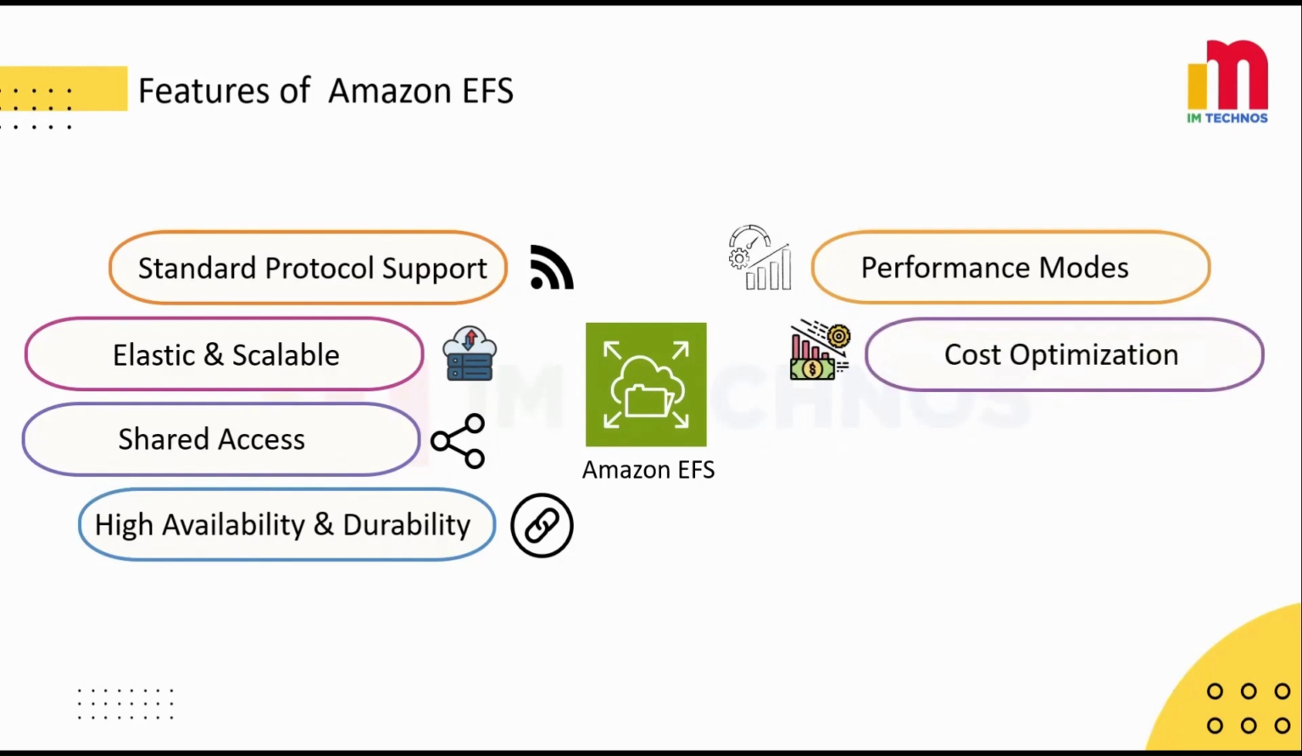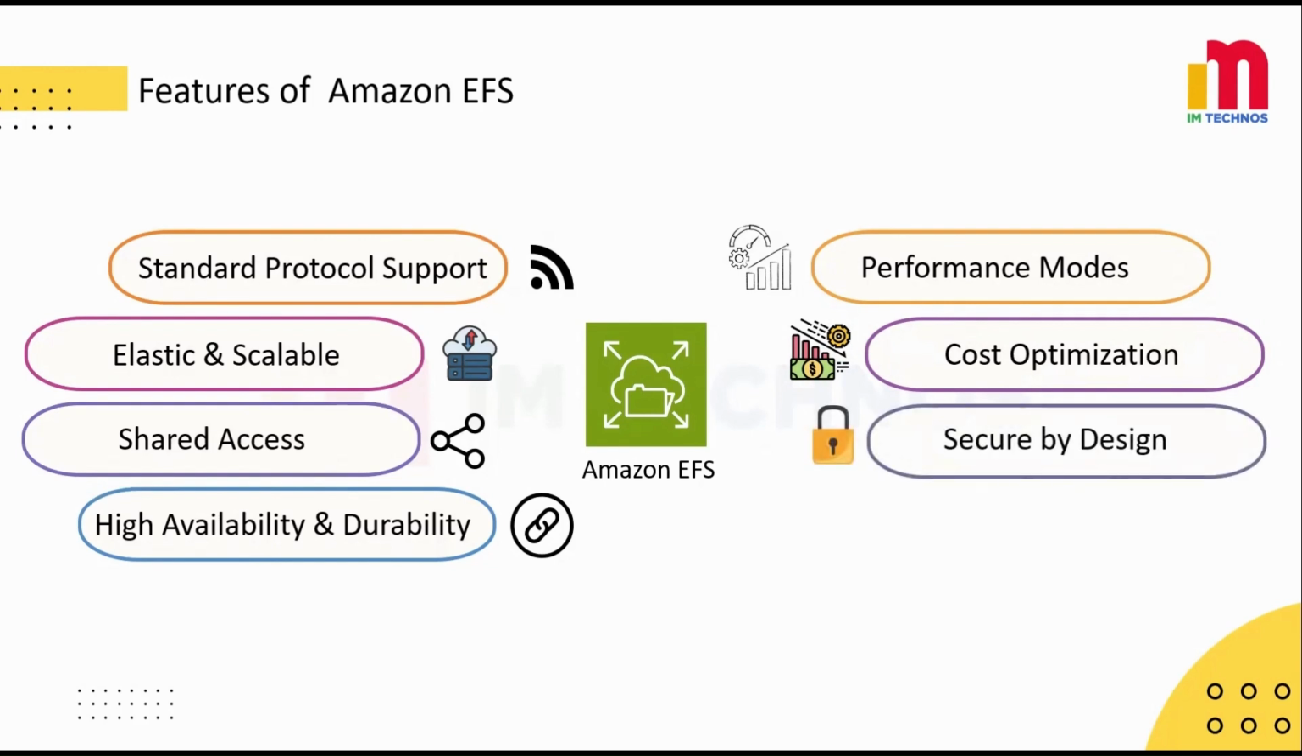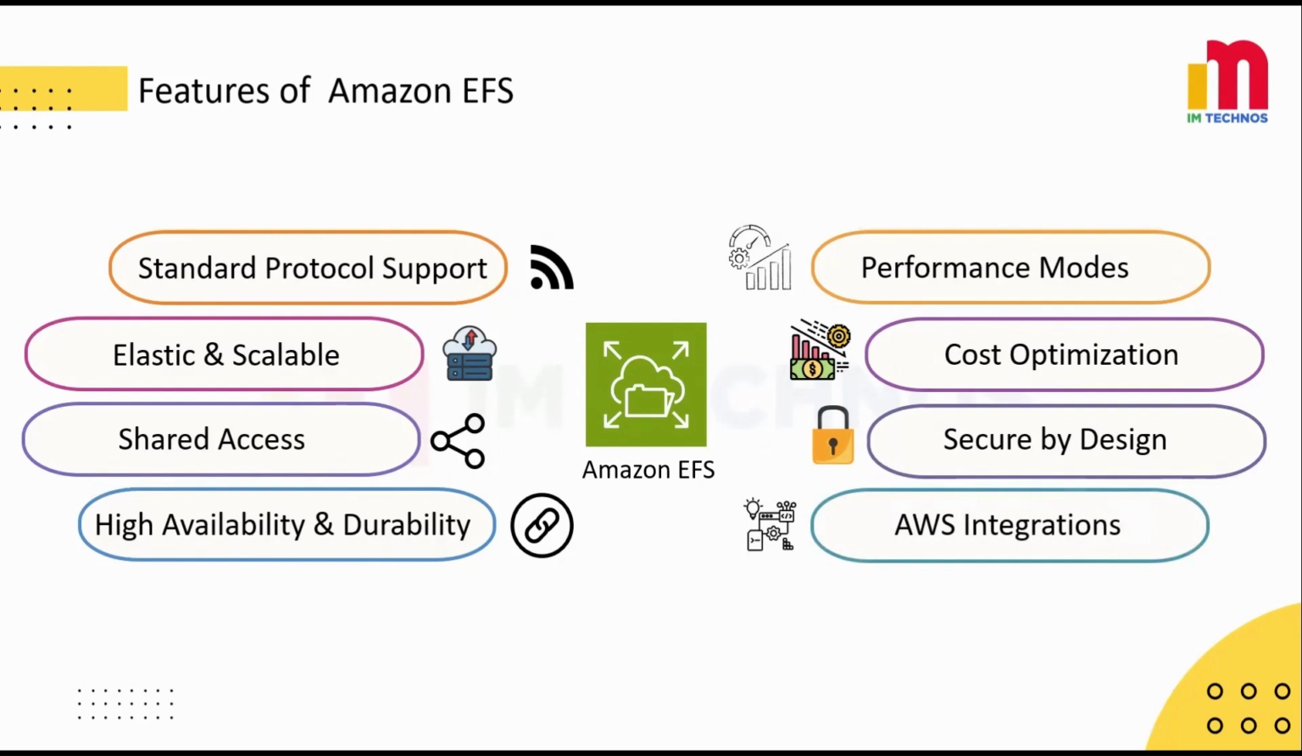On top of that, it helps with cost optimization. You can set lifecycle policies to automatically move infrequently accessed files to a lower cost storage class, saving money over time. And security is built in as well. EFS supports encryption both at rest and in transit and integrates with IAM and security groups to control who can access your data. Finally, Amazon EFS works seamlessly with other AWS services like EC2, Lambda, EKS, and AWS Backup, making it easy to integrate into your existing architecture.